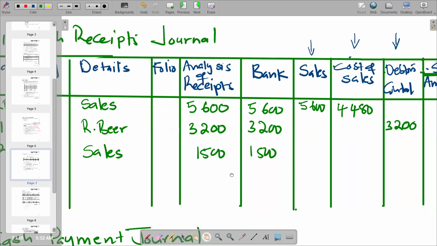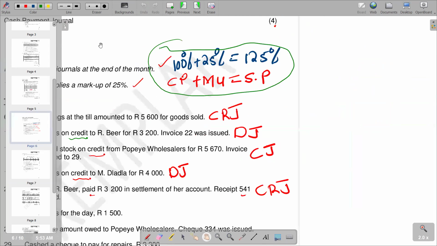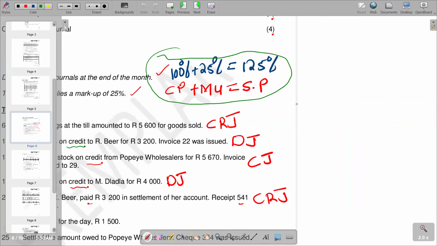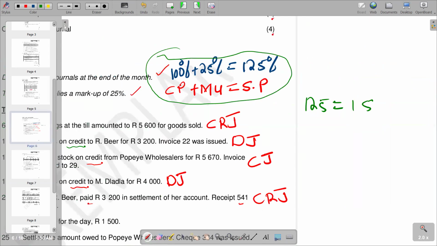Then we check if it applies again to the three columns that we have, that is sales, cost of sales, and debtors. We see that these are sales, so it's going to apply in the column for sales, and we calculate the cost of sales. Remember, these are sales, so we have to have a portion of cost of sales. So we make that representation again, whereby the sale price is 125%, so we say 125 is equal to the figure that we have there, which is 1,500. The figure we are looking for is cost of sales, which is a cost price, which is 100%. Then we calculate the missing figure.